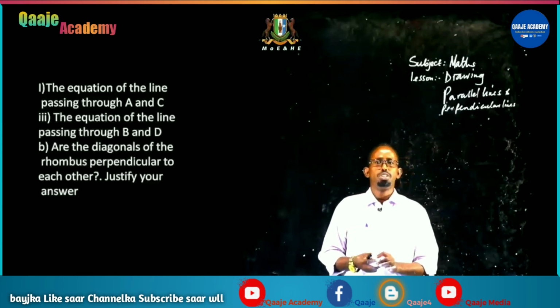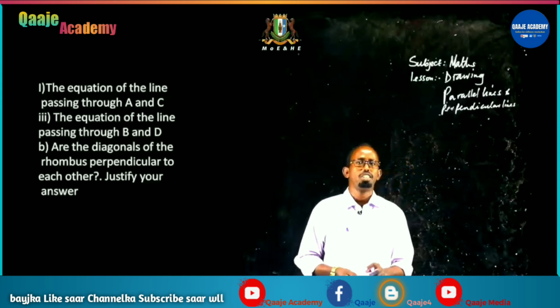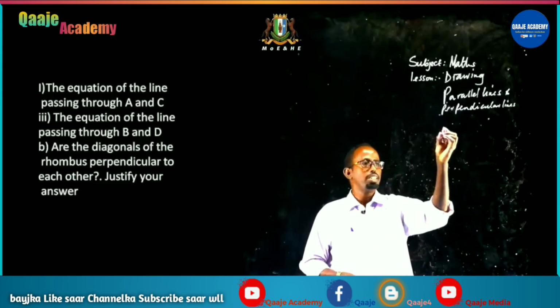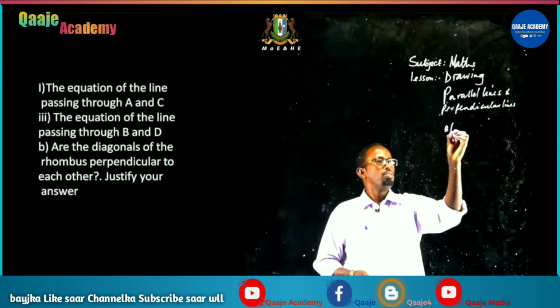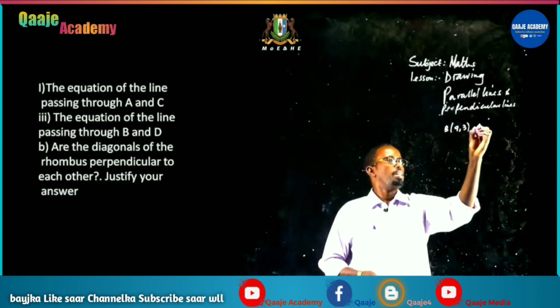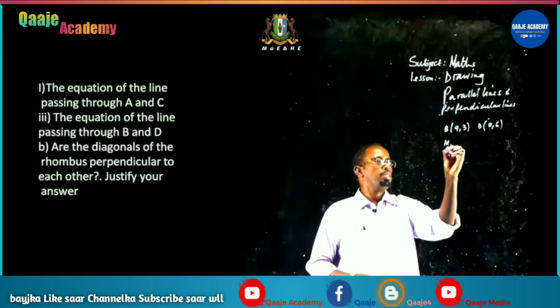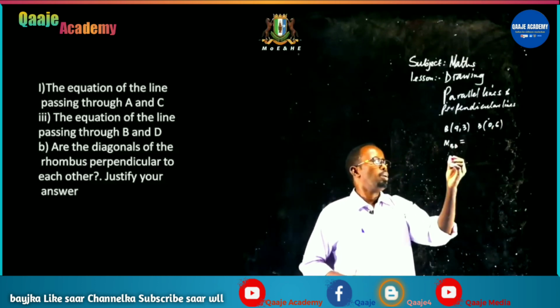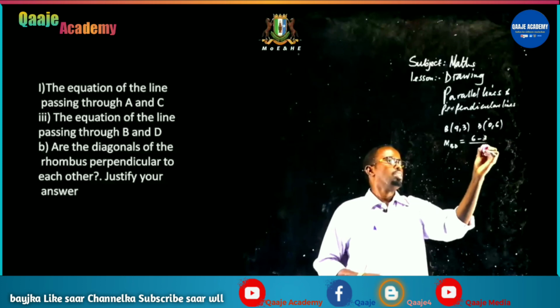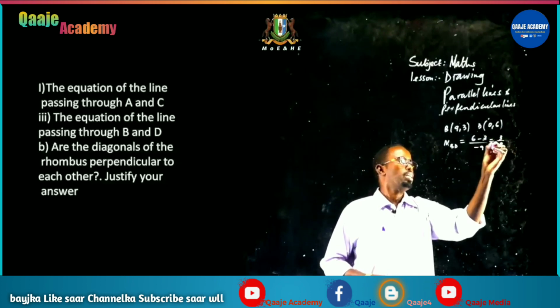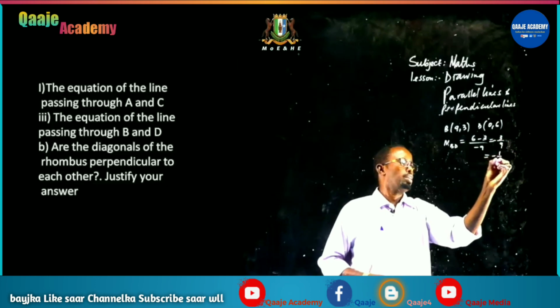The last question: the equation of the line passing through B and D. B is (9, 3) and D is (0, 6). So the gradient of BD, the change in y, is 6 minus 3 over 0 minus 9, which is 3 divided by minus 9, you get negative 1 over 3.